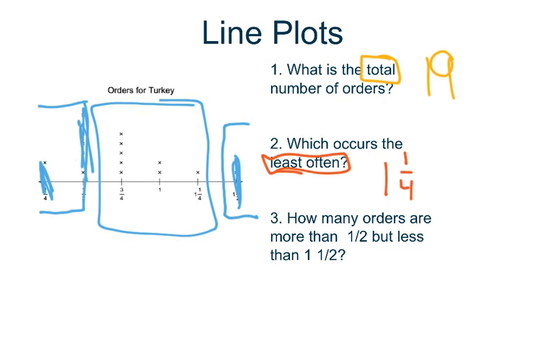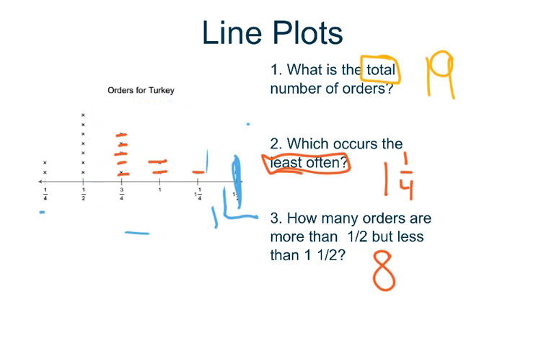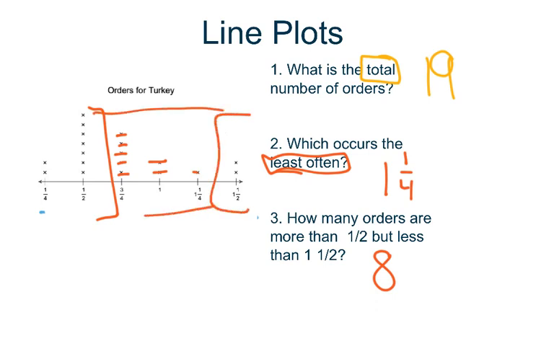So we're talking about all of these. So how many orders are in this box? 1, 2, 3, 4, 5, 6, 7, 8. So these, if you look at it again, all right, so they're saying which ones are more than 1/2. So this is more than 1/2, right? And then which ones are less than 1 1/2. So we're talking about in between here.